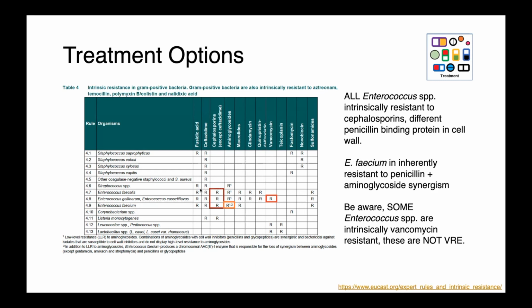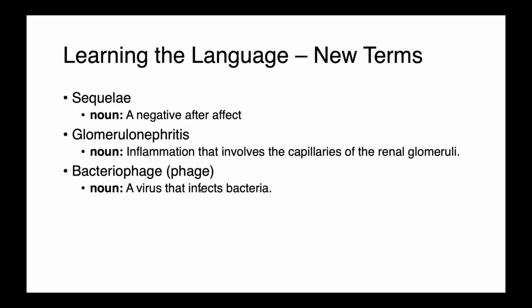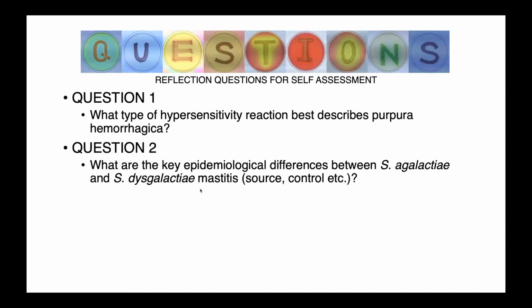And so in these cases, vancomycin resistance does not constitute a VRE, one of those superbugs that we're really concerned with. These are normal for gallinarum and casseliflavus. We're concerned with vancomycin resistance, particularly in our faecalis and faecium. We have a few new terms for today, and of course, some questions for self-assessment.